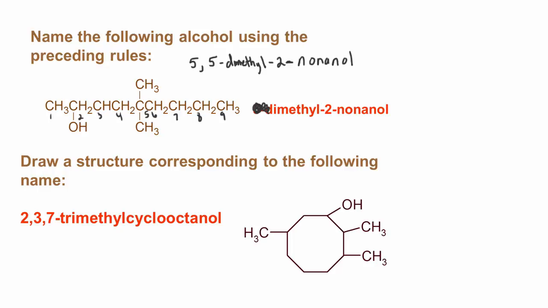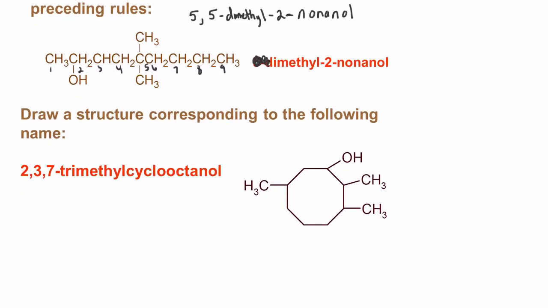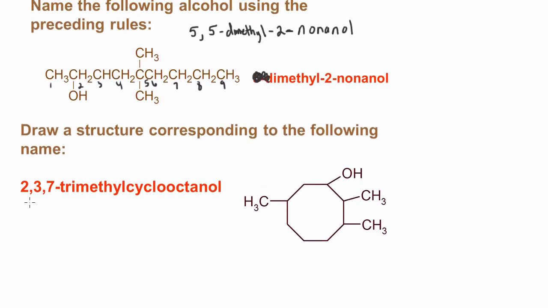Here it says draw a structure corresponding to the following name. So we have a 2,3,7-trimethylcyclooctanol. So we draw this 8-member ring, okay, and when we name these cyclic alcohols, you want, again, that OH group, the hydroxyl group, to have the lowest possible number. So in this case, that would be carbon number 1. So you would go ahead and number that as 1.